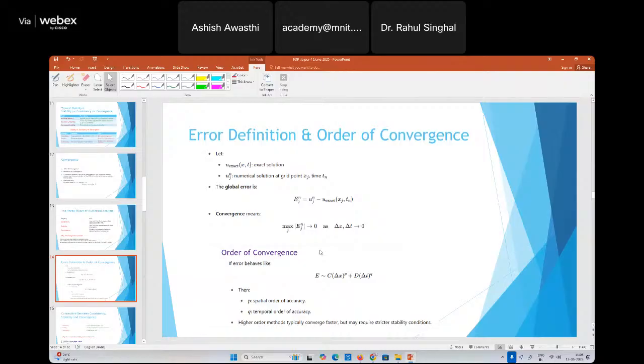And the order of convergence: suppose you have an error estimate of this form. I'm giving a very simple form, so I'm not using the correct notation of small o or big O. Maybe later, if I get an opportunity to give a talk, I will talk more about small o and big O. But here, if your error estimate has the form capital C delta x power p plus D delta t power q, then you can say that the order of accuracy in space is p, and in time it is q.